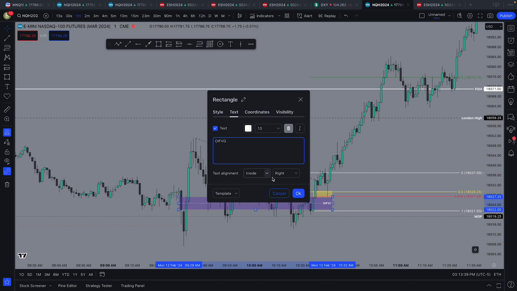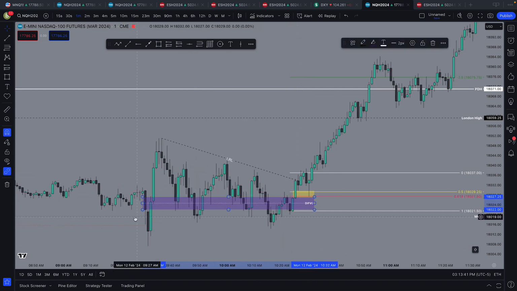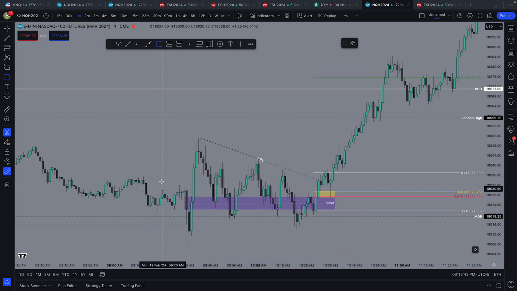inversion fair value gap. And what makes this an inversion fair value gap is, a normal fair value gap would be like this one here, where price tags into it and then moves lower, versus this one here where price moved through it and then used it as support later. We have our market structure shift. We have our high probability order block, OTE, fair value gap, and that would be the AM session that I would trade.